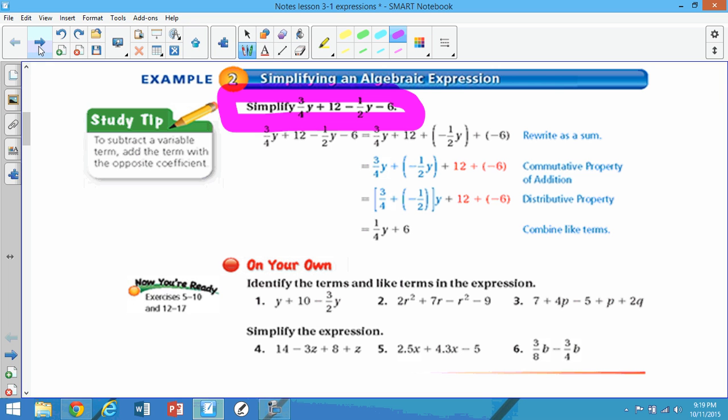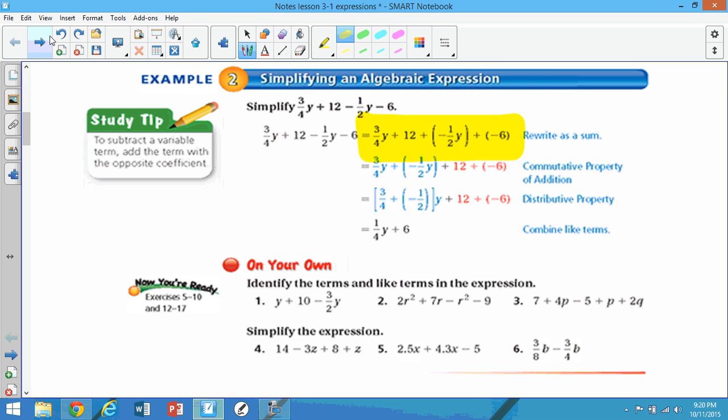Okay? So what they did is they took 3/4 y plus 12 minus 1/2 y minus 6. So that, and they did the same thing that I would do. They turned it into 3 right here, into 3/4, and they wrote it as an addition problem. Okay? So it's 3/4 y plus 12 plus a negative 1/2 y plus a negative 6.